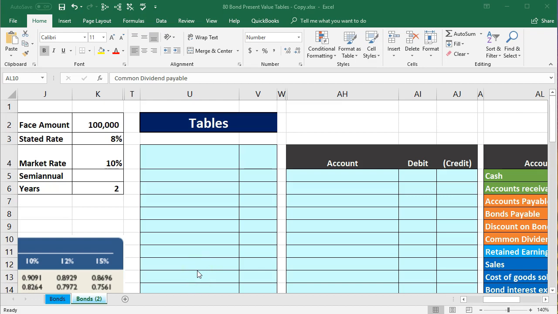In this presentation, we will calculate the present value of cash flows for bonds using tables.